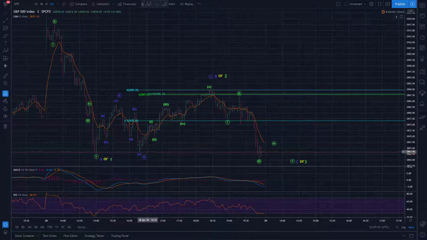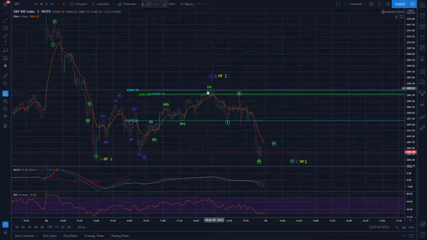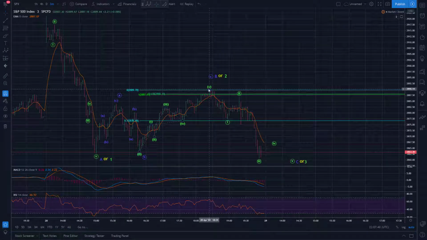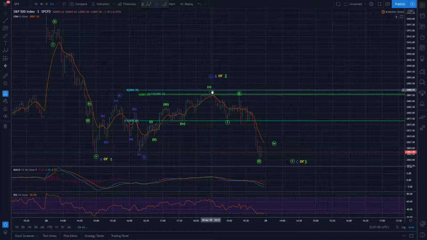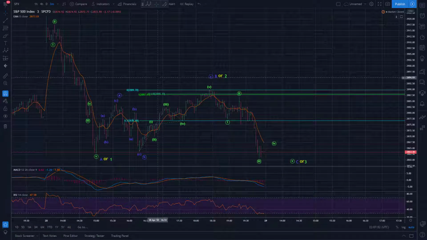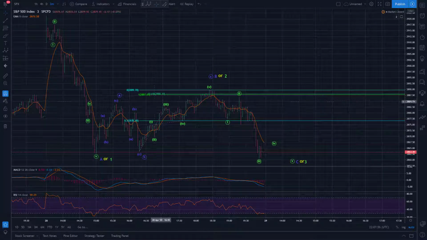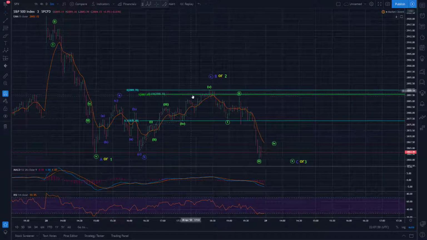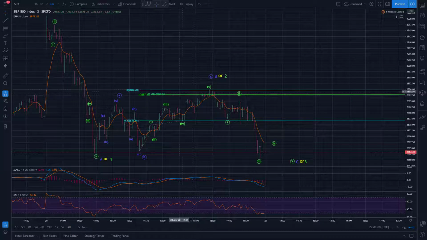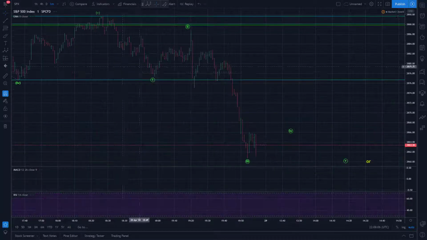And then of course, we had a beautiful ABC expanded flat here, or flat, and then we terminated and turned down nicely into the close. But you can see you get a cluster. It's not an exact level, but it's a cluster. And when you have that cluster, you then start looking at the subdivisions. So on the, let's go to the 1 minute price chart.